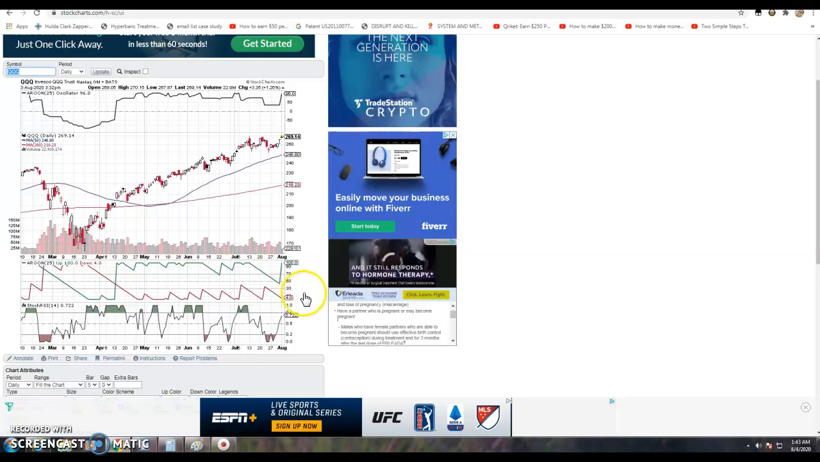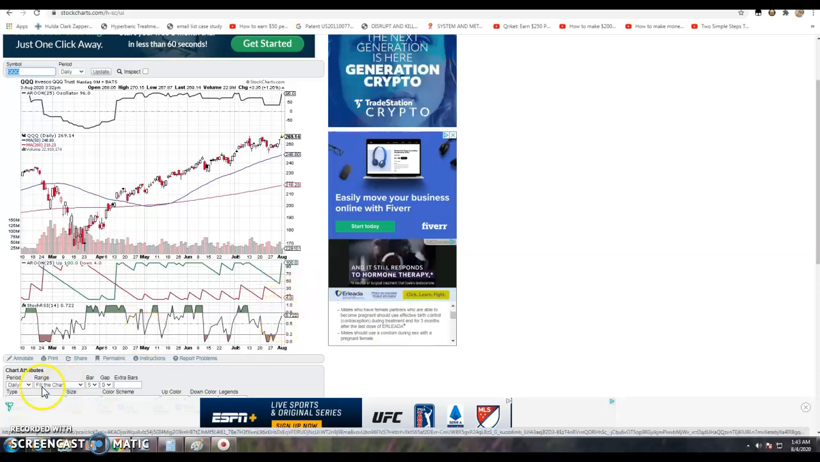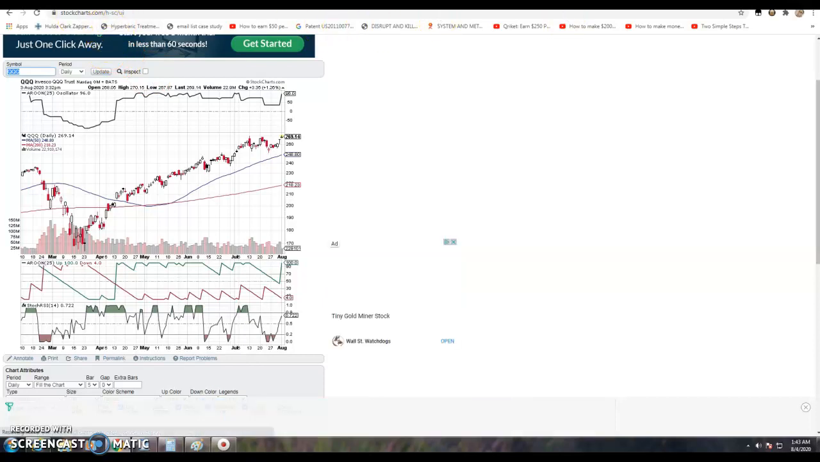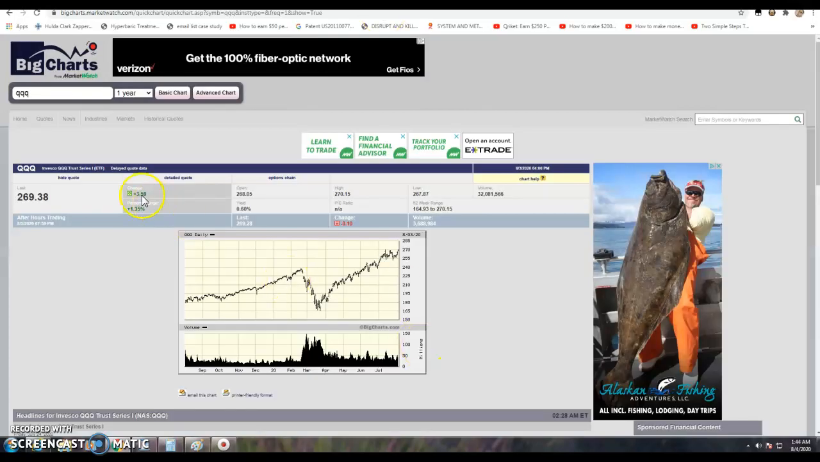So let's take a look here. All right. That's not near the top yet. That's another Stochastic indicator I use. You could find that on stockcharts.com. But let's look at option pricing and what happened. All right, here's the QQQ. I'm going to go to options chain.